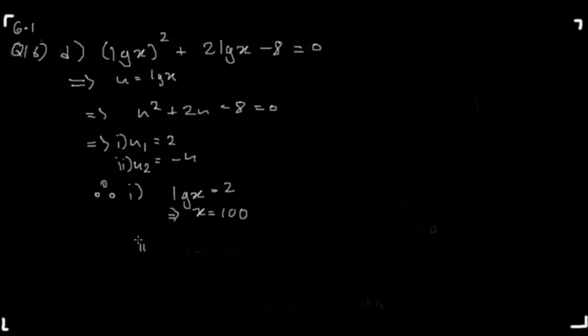Then for case II, lg x is equal to negative 4. Therefore, it's going to be 10 raised to the power of negative 4, which is equal to this. If you just do that on the calculator, it's going to be 0.0001. This is the answer for D. And yeah, that's it.